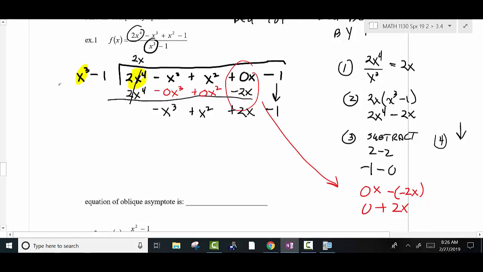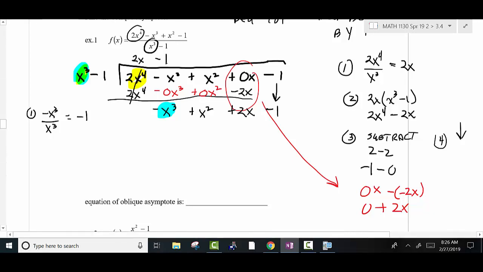The next thing we do when we start over again is the division. I'll write the steps over here at the side. So now we do negative x to the third over x to the third, and that result is -1. So you just put it up there somewhere, and we're really done. That's your oblique asymptote. It's y equals 2x minus 1.